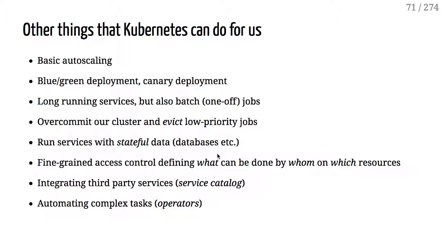You can have long-running services, but also batch jobs. Like every day at 4 a.m., I want you to run this big ETL pipeline. You can have priorities on jobs. Like, okay, every night I start this big ETL processing pipeline, but then if there is a traffic spike, we should kick the ETL pipeline to make room for the web front ends.